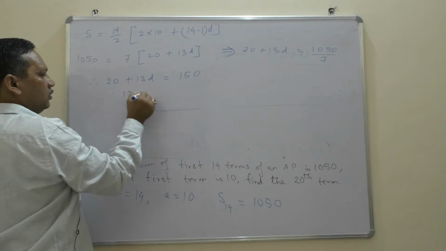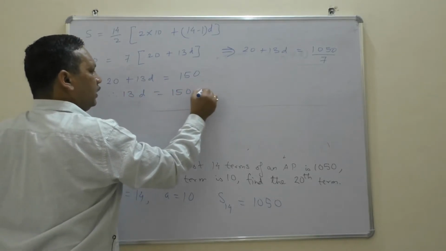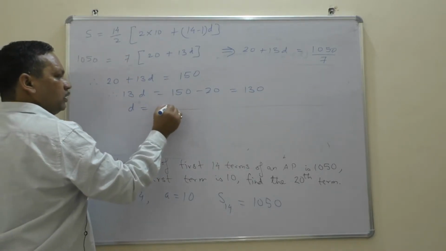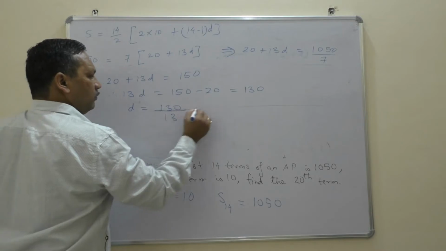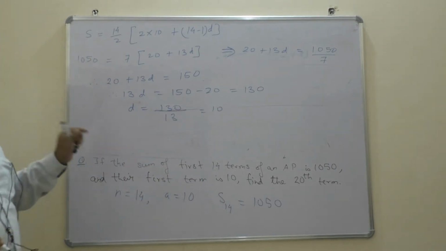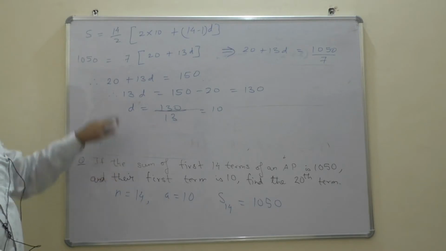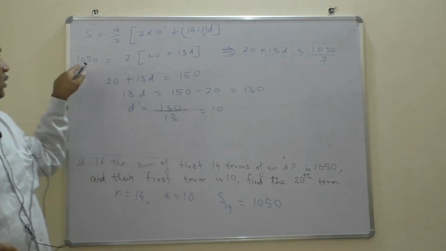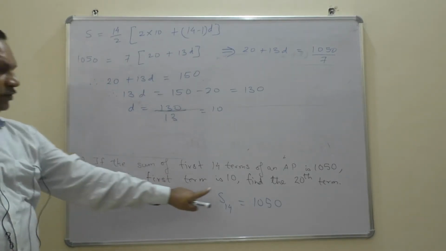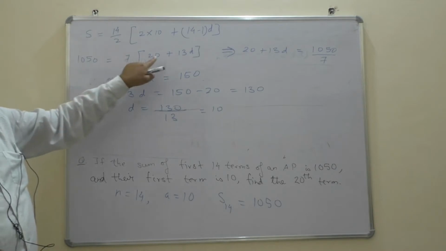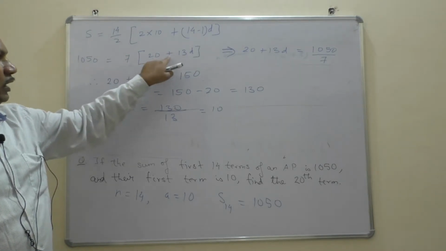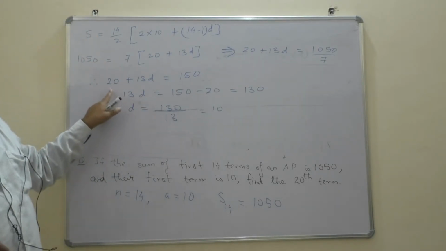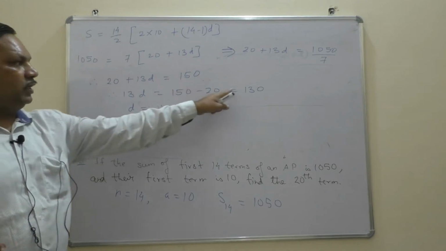Therefore 13d is equal to what? 150 minus 20. What does it come to? 130. What will d be? 130 upon 13, which is 10. So we have got d. I repeat. S equal to n by 2, n is 14, into 2a, 2 into 10, plus (14 minus 1)d. The sum of the 14 terms is 1050, it is given in the question. 7 into (20 plus 13d). 20 plus 13d is equal to 150. So 13d is 150 minus 20, 130. So you get d equals 10.